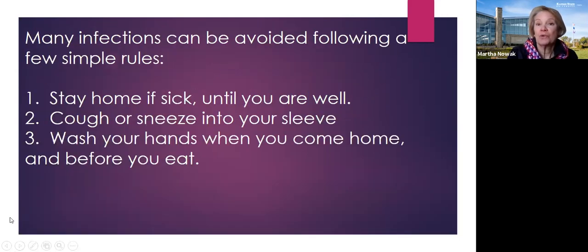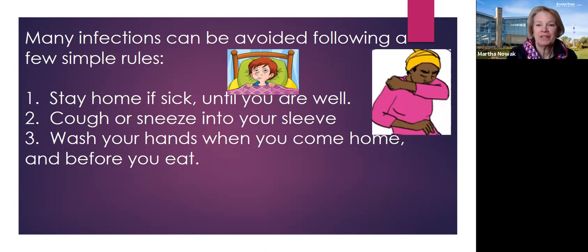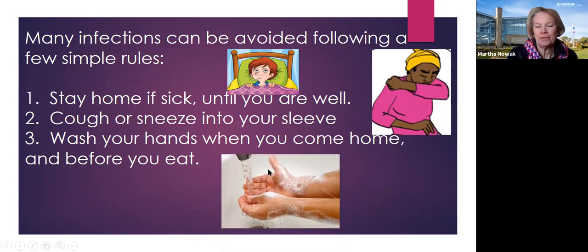Many infections can be avoided following a few simple rules. Stay home if you're sick until you are well. Cough or sneeze into your sleeve. And wash your hands when you come home and before you eat.